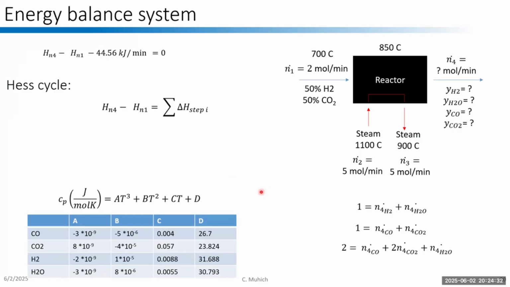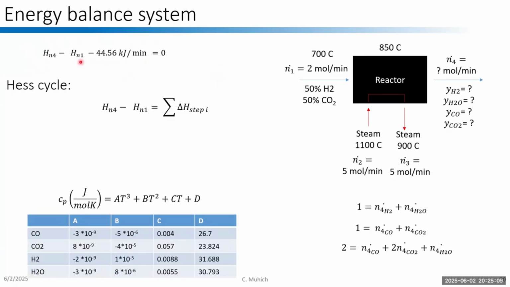Okay, so let's go back and do our energy balance. We can look up here, right? Earlier I had HN4 plus HN3 minus HN1 minus HN2, but we know what HN3 minus HN2 is, and that's equal to negative 44.56 kilojoules per mole. So I've replaced that, and we're now left with this simplified equation. All I need to know is what HN4 minus HN1 is.